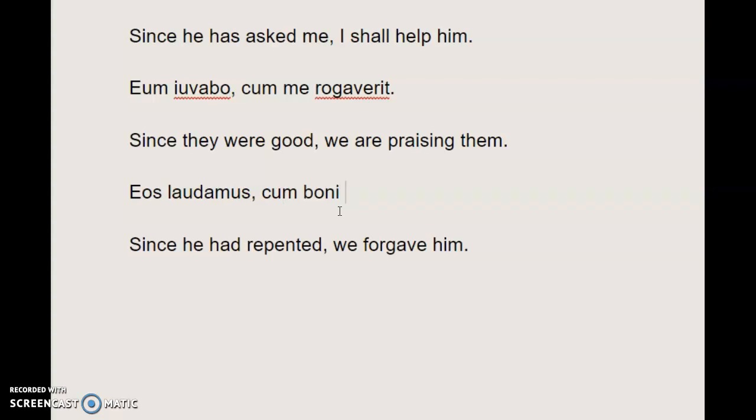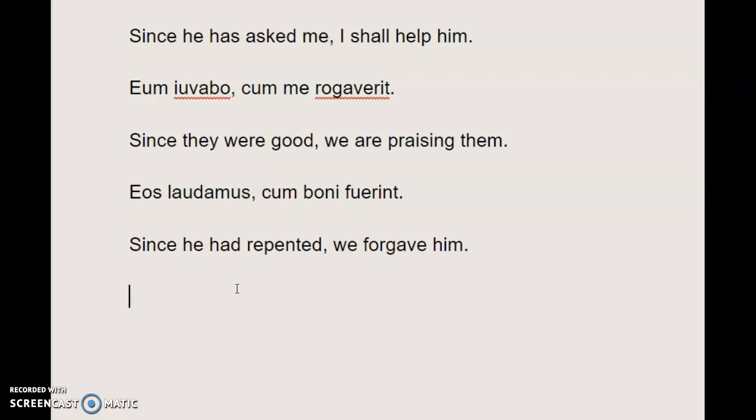Now we have to think through this. We are praising them now. We're in primary sequence. Since they are good now, or they were good in the past, okay, once again, this is going to be prior time. We are praising them in the current time because they were good in the prior time. So once again, we have to do the perfect subjunctive. So think through this. Since they were good, we are praising them. Third principal part of to be, fui. But since they were good, erim, eris, erit, erimus, eritis, erint, cum boni fuerint, eos laudamus. We are praising them because or since they were good in the past.